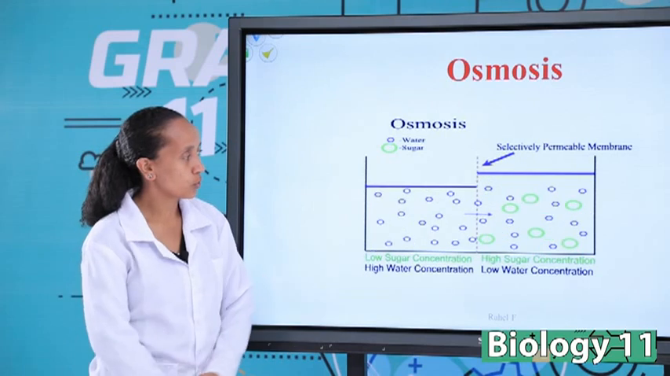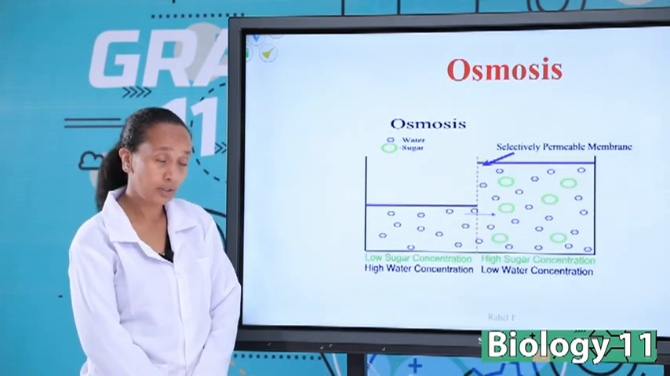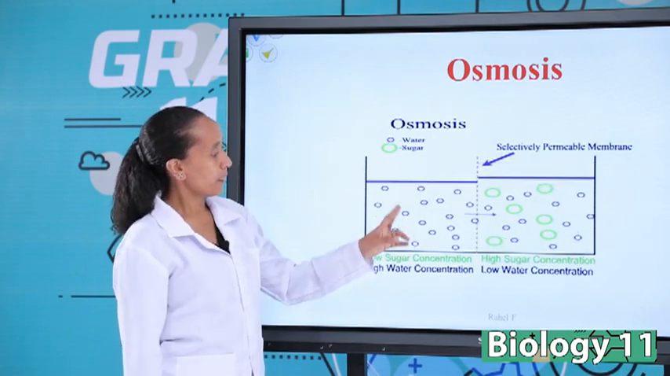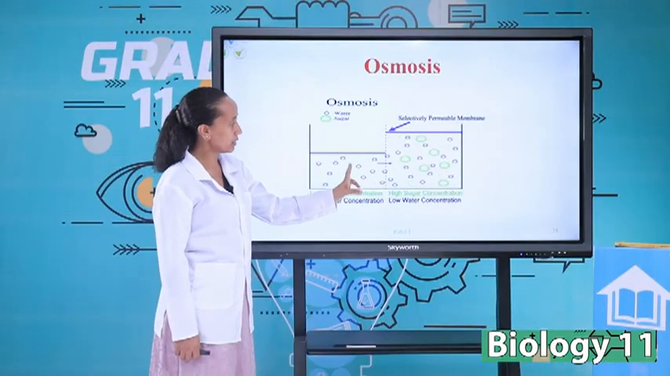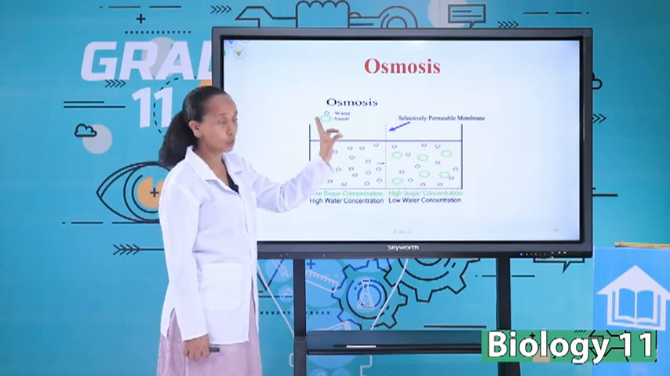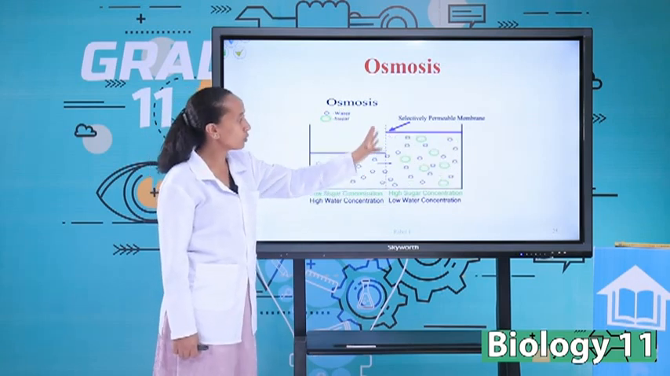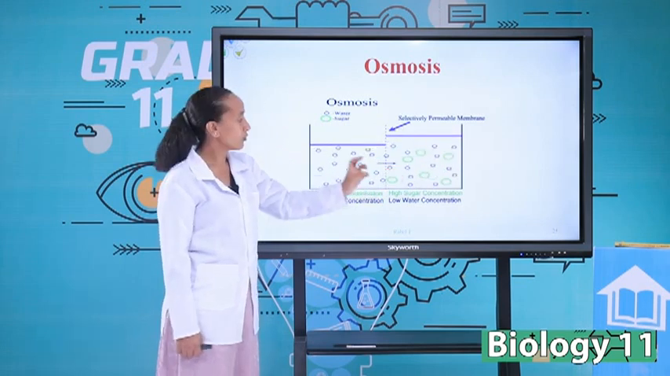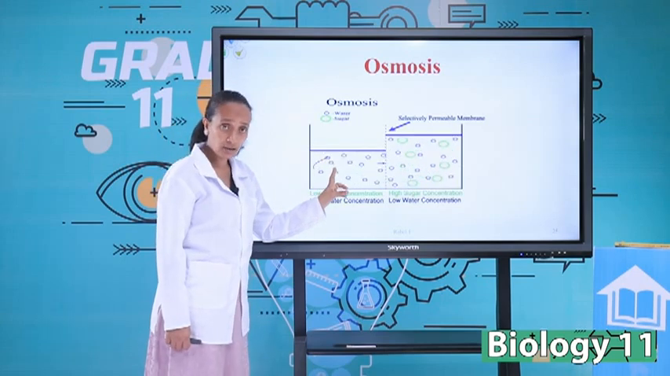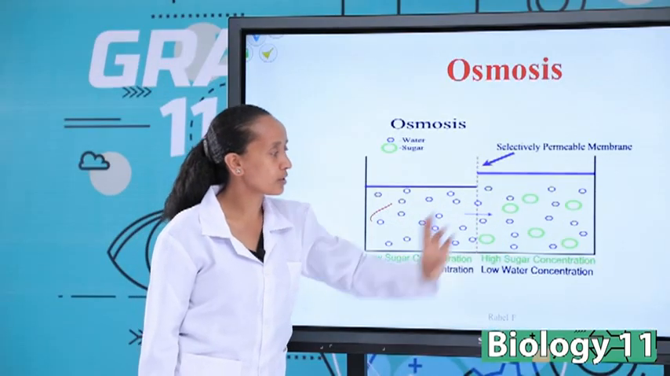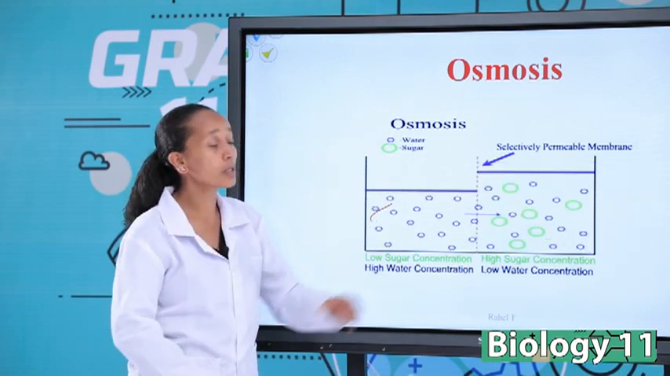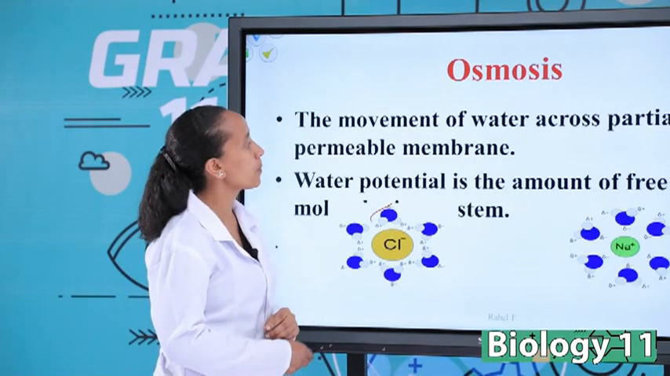As this diagram shows, it is an example that helps us to understand what osmosis is. The smaller circles, or the blue circles, represent water, and the larger circle represents sugar. And water molecules cross the plasma membrane from high concentration. As you see here, they are found in high amounts, and they will cross to the next part through the partially permeable membrane, and this process is known as osmosis.